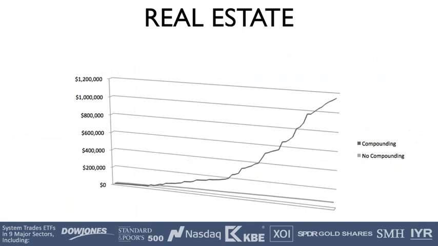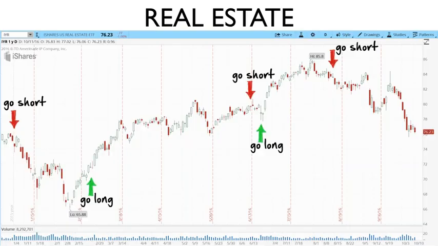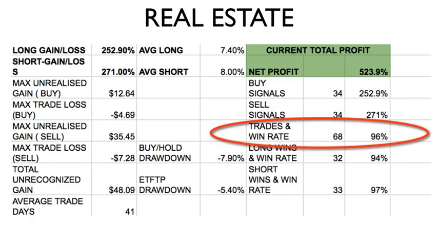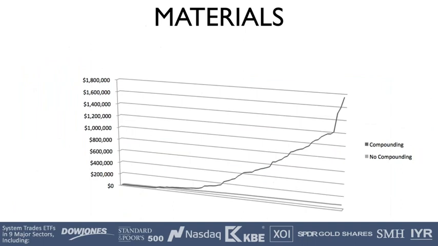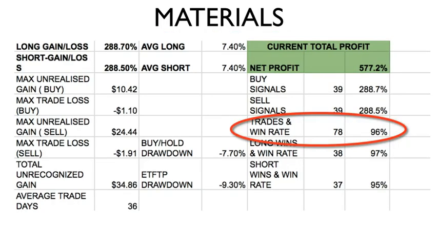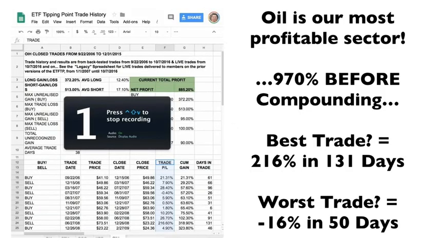Real estate would turn $10,000 in this example into nearly $1.2 million. Same thing. Real estate is very trendy. By trendy, I mean it has trends that last a long period of time. Real estate is about 96% accurate. Materials returned $10,000 into $1.7 million, right? So that's all fine and good.